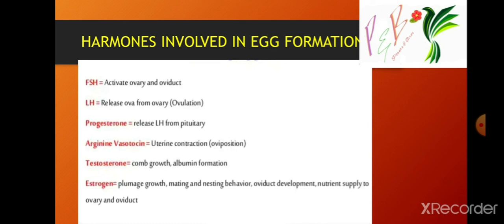Estrogen: plumage growth, mating and nesting behavior, oviduct development, and nutrient supply to the ovary and oviduct are done by estrogen. With plumage growth, the bird will have a very nice look. Mating behavior is given by estrogen. And nesting behavior, that is, the hen searches for a nest where it wants to lay the egg, is due to estrogen. Oviduct development also occurs, and nutrients supplied to the ovary and oviduct for egg formation are done by estrogen. This is about the hormones involved in egg formation.